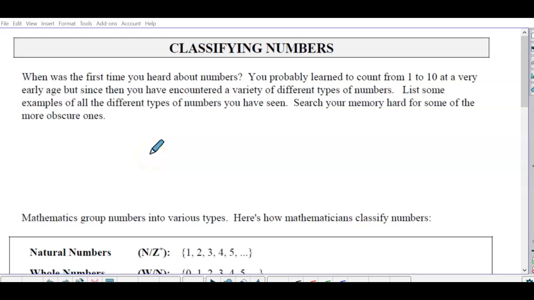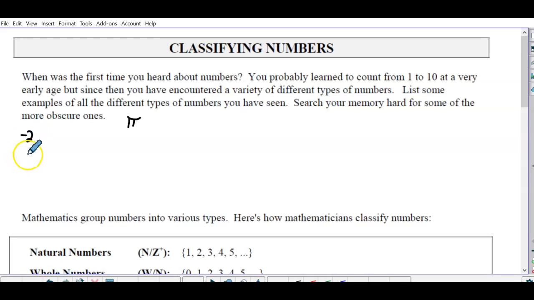You probably learned to count from 1 to 10 at a very early age, but since then you have encountered a variety of different types of numbers. List some examples of all the different types of numbers you have seen. Search your memory hard for some of the more obscure ones. So I'm sure you've seen, well, I know you've dealt a lot with integers, fractions, that kind of thing. You've talked about numbers like pi. Pi is an irrational number.